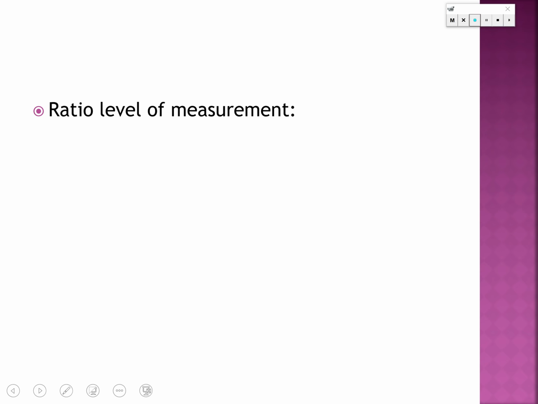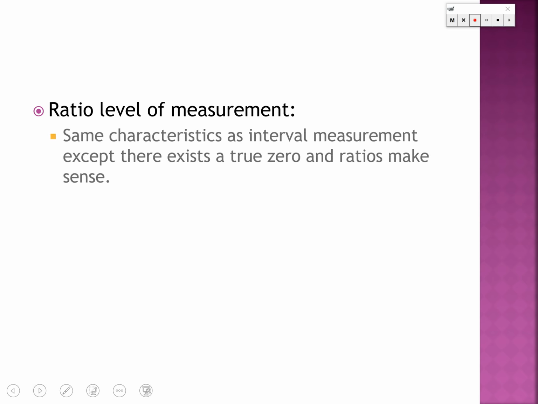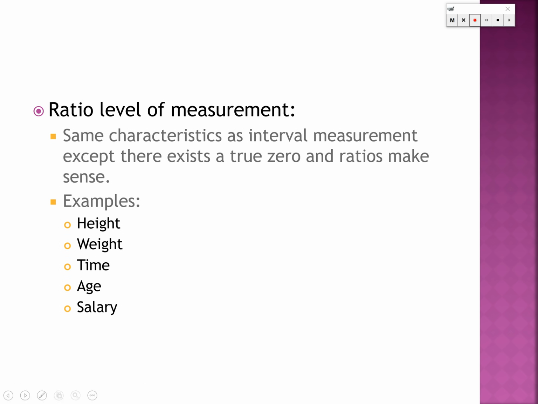Our last level is ratio. Has all the same characteristics as interval, but there exists a true 0, and the ratios actually make sense. So some examples: height, weight, time, age, salary. On all of those things, 0 means 0. So if something has a height of 0, it doesn't exist. It's not there. 0 means 0. If somebody is 0 years old, that person does not exist.